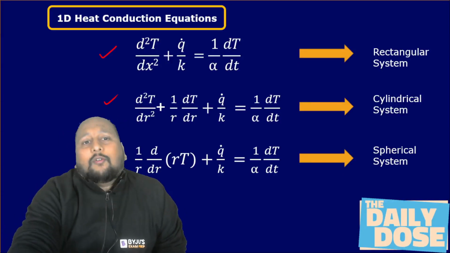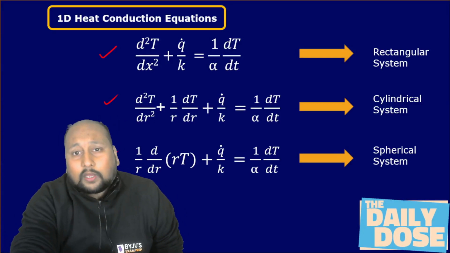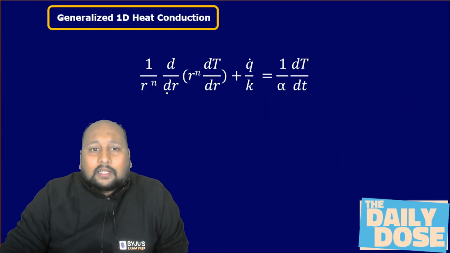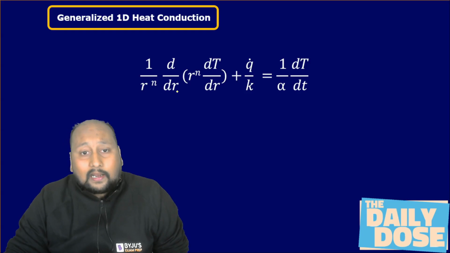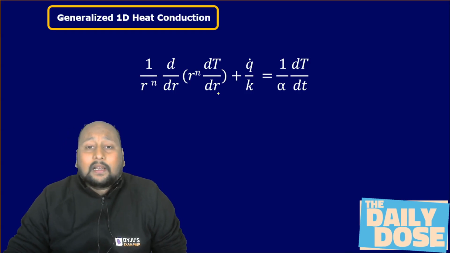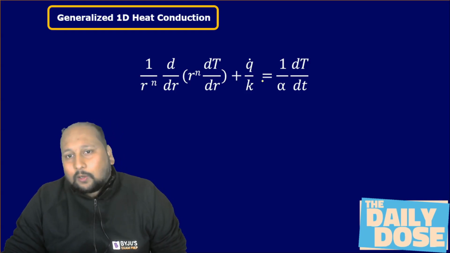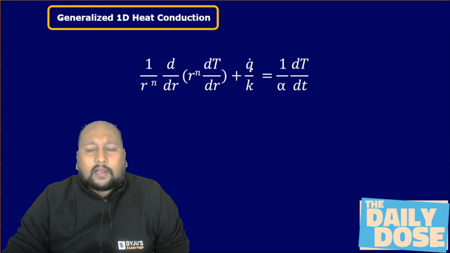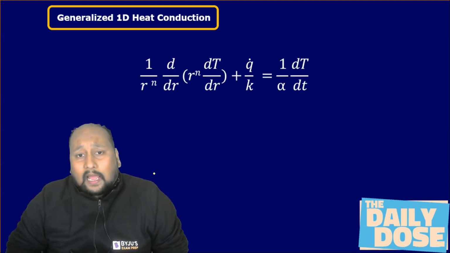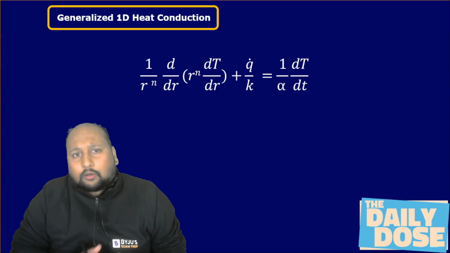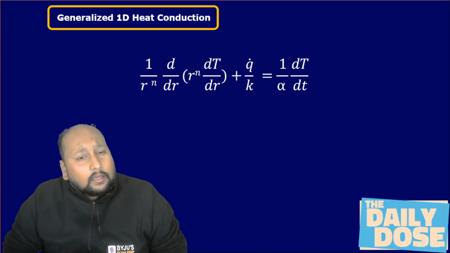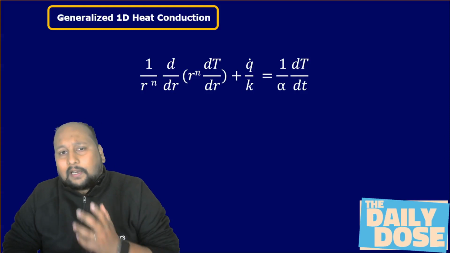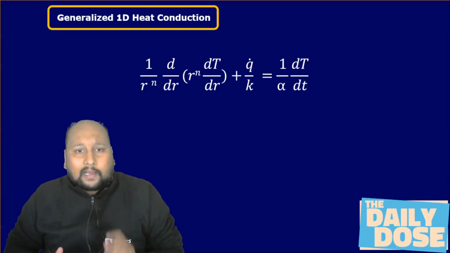There's a generalized formulation which you can use to calculate this equation, that is the generalized one-dimensional heat conduction equation: 1 upon r to the power n, del by del r of r to the power n, del T by del r, plus q dot by k, is equal to 1 upon alpha, del T by del t, where q dot is the heat generation per unit volume and r is the dimension. It could be x in rectangular coordinates, and in cylindrical and spherical coordinates it's radial, because we always do the analysis in the radial direction.